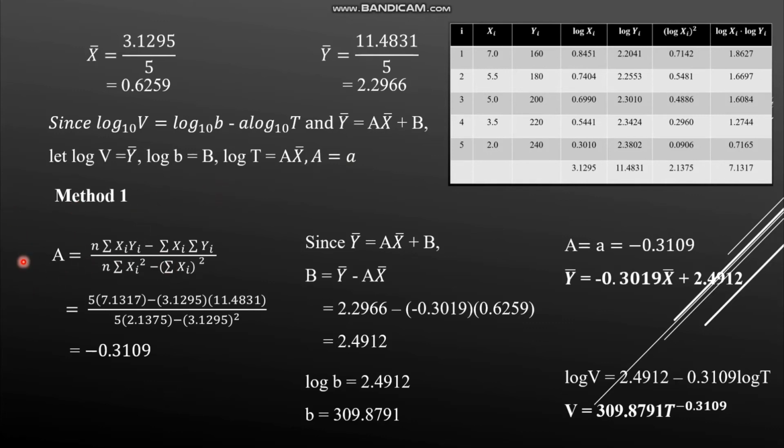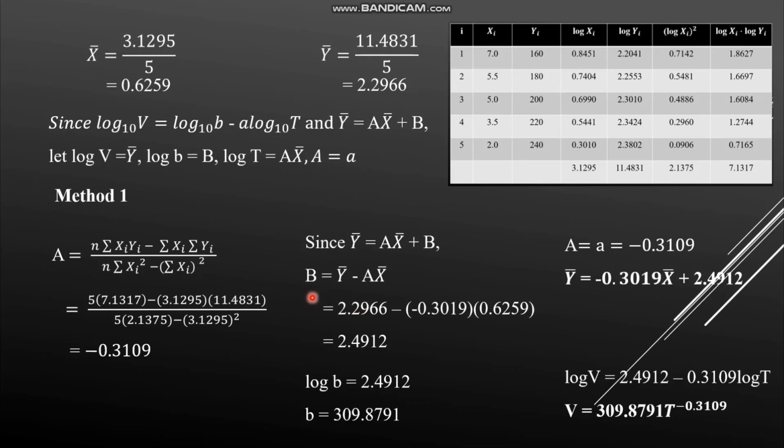So we can then find a by using this equation. You will see that the sum of SiYi is equal to the sum of log Si times log Yi, and the sum of Si is equal to 3.1295, and the sum of Yi is equal to 11.4831. Do notice that this is the sum of Si square, so it's this value, and this is the square of the sum of Si, which is this value. So 3.1295, 3.1295.